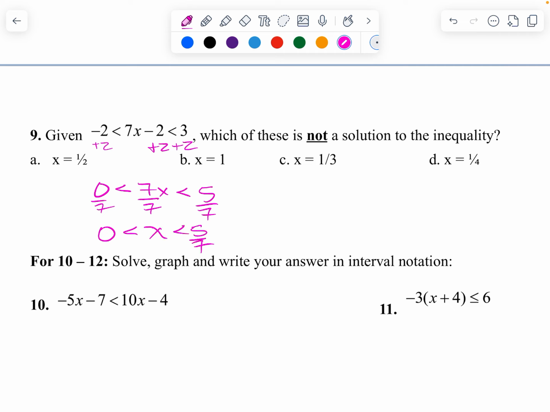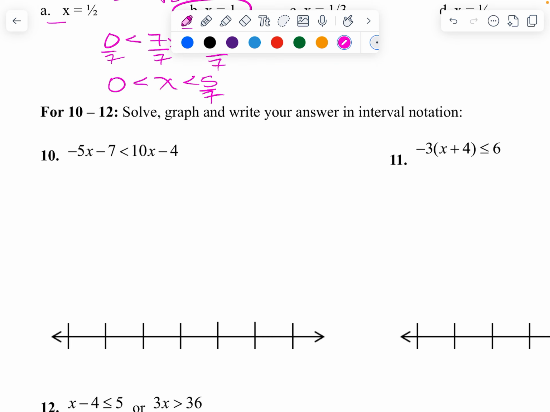Okay, so 5/7. So 5 divided by 7, 7 times 7 would get 49. So approximately 0.71. So a half is in between. 1 is not in between. 1/3 is in between. 1/4 is in between. So 1 is the only thing that is not in between. Okay.